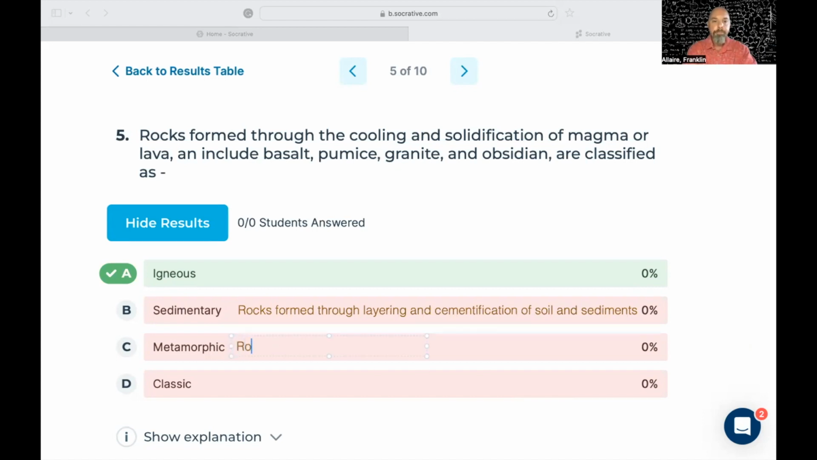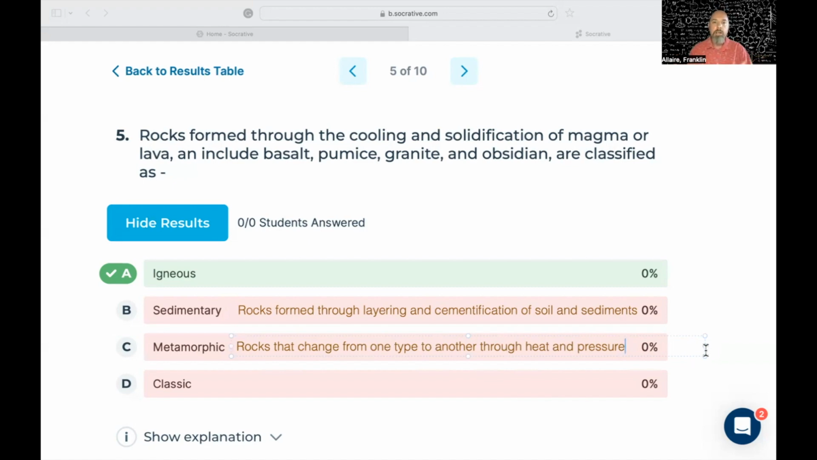Metamorphic rocks are rocks that change from one type to another through heat and pressure. So they start off as one type of rock, maybe for instance, a sedimentary rock, and they get pressed into something else, again, through lots and lots of heat and lots of pressure.